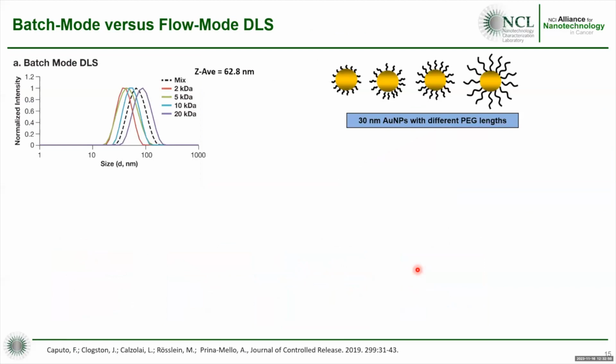This is an example where we have 30 nanometer colloidal gold with different PEG lengths, namely 2, 5, 10, and 20K. If we were to mix these 4 samples together and run a batch mode DLS, that trace is shown here in the dashed line. Obviously, batch mode DLS cannot resolve these 4 species. It's a limitation of a batch mode DLS measurement. And for reference, I show you the 4 here. So clearly, it's obvious that DLS fails in this case, trying to resolve these 4 species.